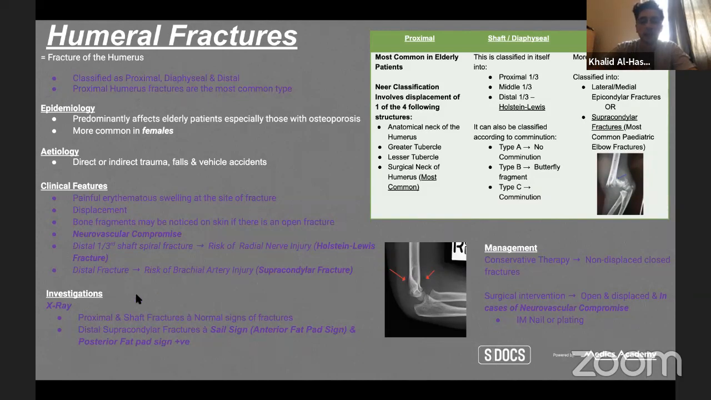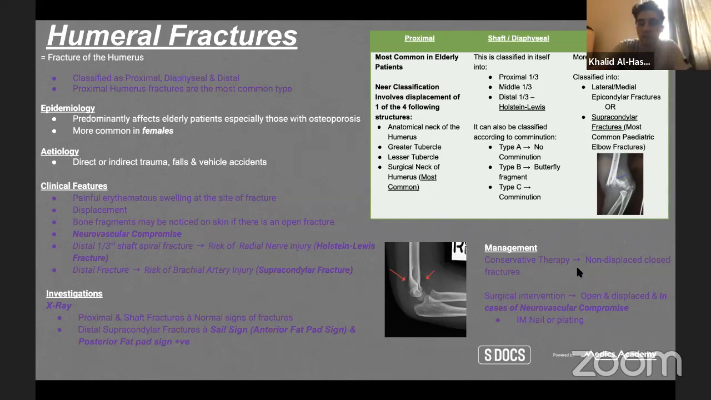The investigation of almost every fracture is always an X-ray. The proximal and shaft fractures have normal signs, whereas a distal supracondylar fracture generally tends to show a sail sign, which is shown here, an anterior fat pad sign and a posterior fat pad sign. If you zoom in on the picture shown here, you'll see black opacities in front of and behind the elbow. These represent the anterior fat pad and the posterior fat pad.